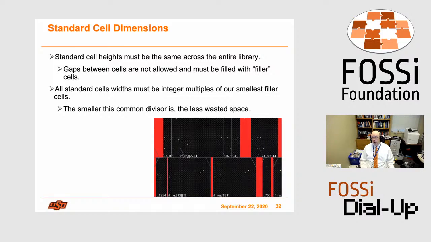The standard cells are also designed so that they can promote gaps between each of the cells, and we fill them in with something called a filler cell. A filler cell is a dummy cell that kind of makes sure that the rails go between each other. And all standard cells are integer multiples of the smallest filler cell that we have. And it's sort of the common divisor to avoid less wasted space.